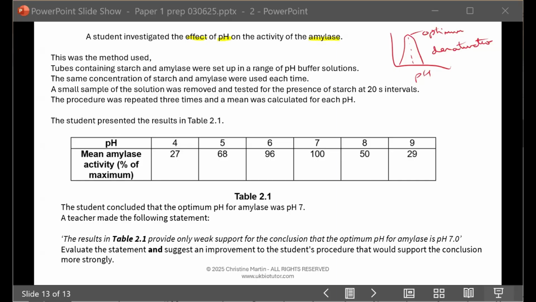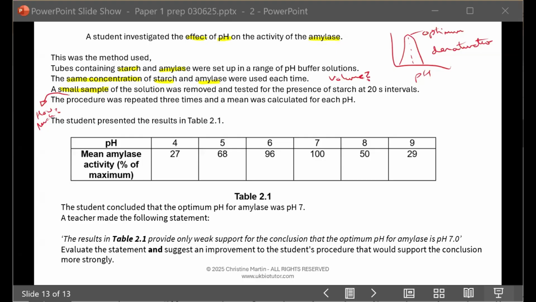So this was the method that was used. Tubes containing starch. Yep. So we think the starch is going to be broken down by the amylase, which is the enzyme. They're set up in a range of pH buffers. They use the same concentration of starch and amylase. Okay, but did they use the same volume? So they've controlled the concentration, but they haven't said whether they used the same volume, or they have. I don't know. They haven't told me. Were used each time. A small sample of the solution was removed. What does it mean by a small sample? How much? Was removed and tested for the presence of starch.